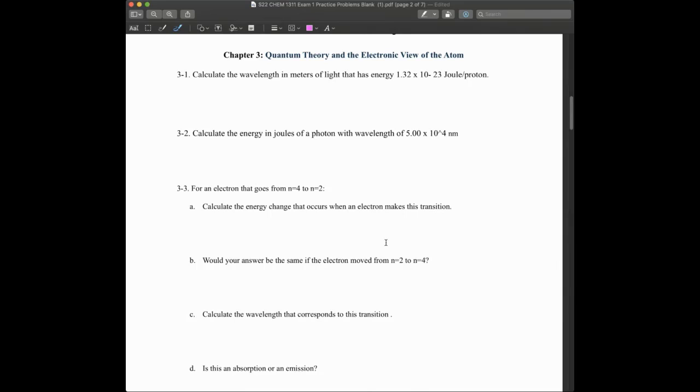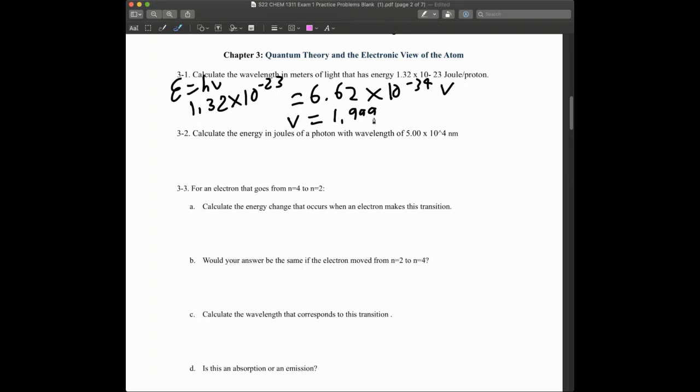Calculate the wavelength in meters of light that has an energy of 1.32 times 10 to the power negative 23 joules per photon. The way you want to do this is to find the energy of a photon. We know the formula, this one, relates the energy of a photon with the frequency. So we have this value, the E, and then Planck's constant, which is 6.62 times 10 to the power of negative 34. We don't know the frequency. When we solve this by dividing, we get the frequency is equal to 1.999 times 10 to the power of, where's that? That's not an E, that's base 10. So let me go ahead and write that to be clear.